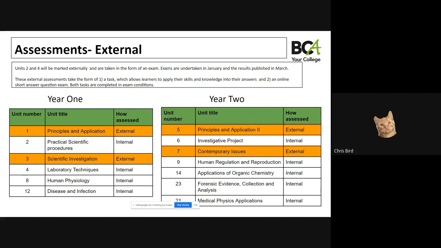Okay, so the first semester, the first term, you'll be focusing on preparing for those exams up until Christmas, and then in January you will sit them.